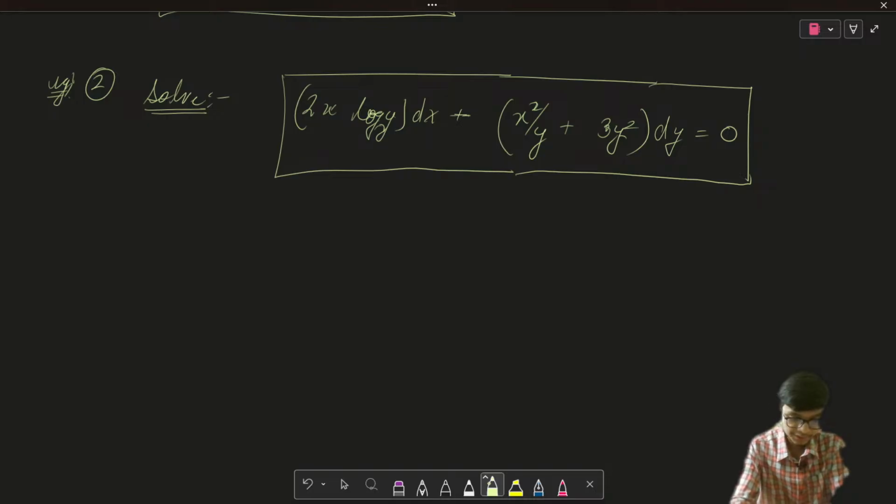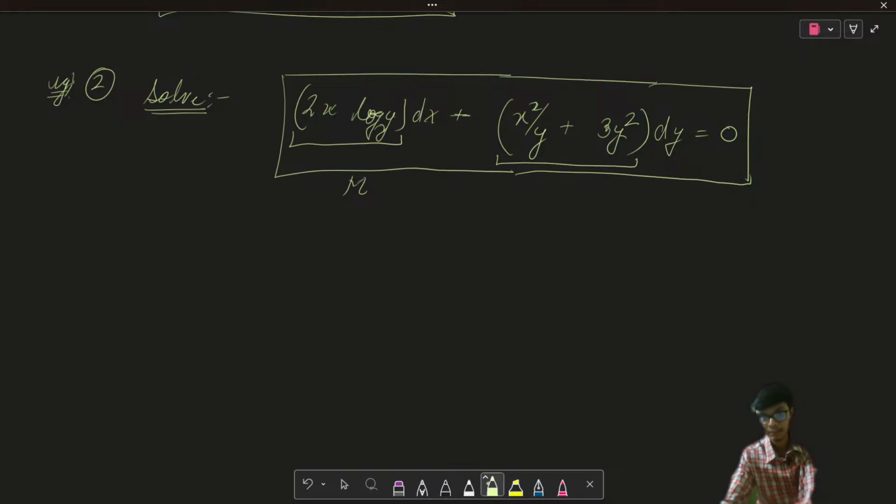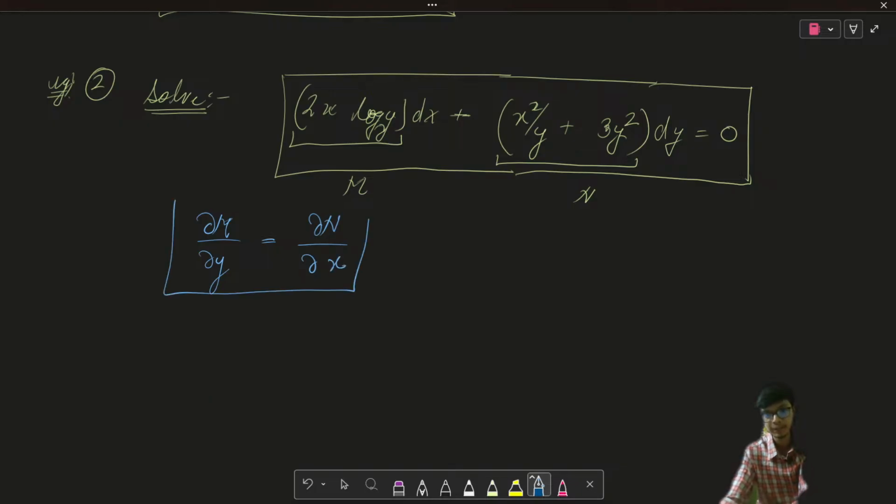Alright, so let's try to see whether this particular differential equation is an exact differential equation or not. In order to check this, please recall that this term is the M term and this term is the N term. To check for an exact differential equation, partially differentiate M with respect to y, and that should be equal to the partial derivative of N with respect to x. Only if this condition is met can I say the equation is exact.